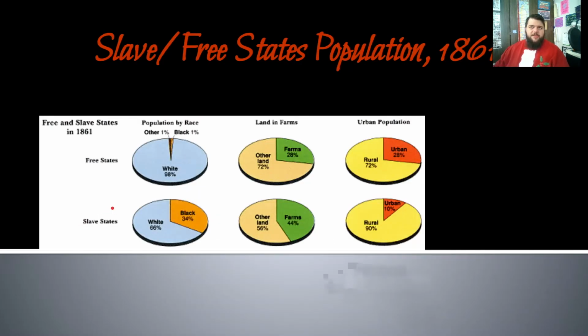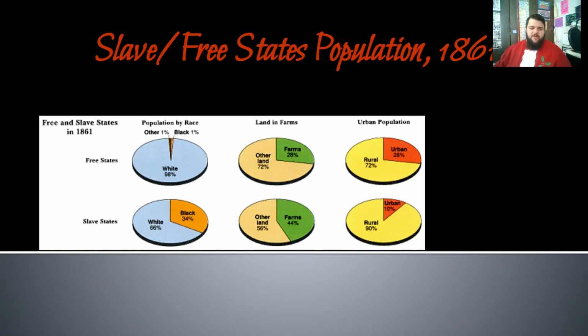Here's the population in 1861. You can see 98% white in the North compared to 66% white in the South. A third of all people in the South in 1861 are African American, most of those slaves, compared to 1% African American in the North and 1% other. A lot of that 1% is going to be your immigrants, maybe from China, in California, and things like that.